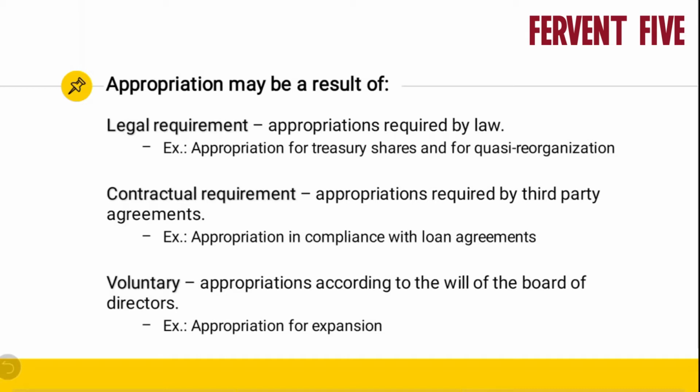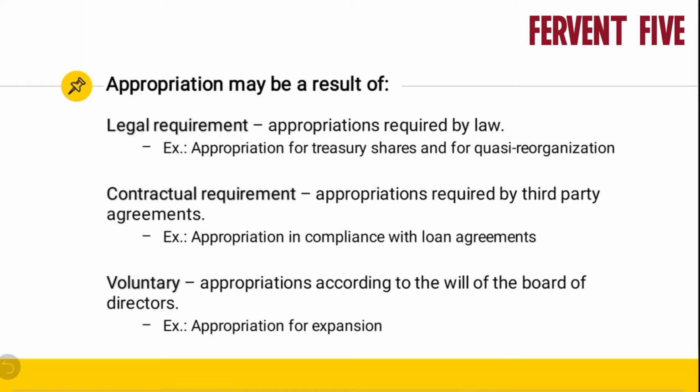Sa appropriation for treasury shares, ang sabi sa corporation code, kapag may treasury shares, dapat mag-appropriate ka rin ng same amount of the cost of your treasury shares sa retained earnings mo. Hindi pwedeng mag-acquire ng treasury shares kung insufficient yung retained earnings.